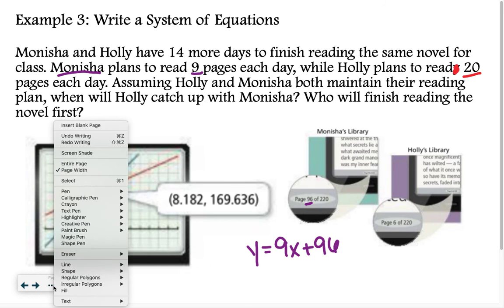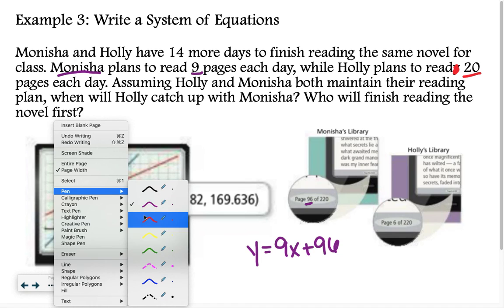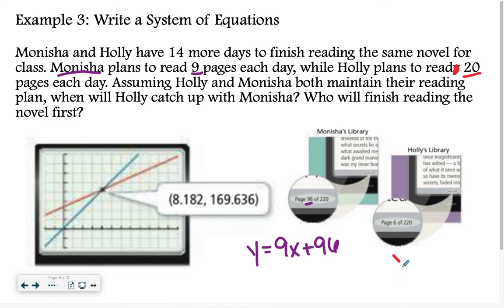Then I'm going to do the same thing for Holly. I'm going to figure out the equation for Holly. So her total number of pages equals, she's reading 20 pages each day. I don't know how many days, so I'm going to use x. Plus, she's already at page 6. Okay, so those are my 2 equations.